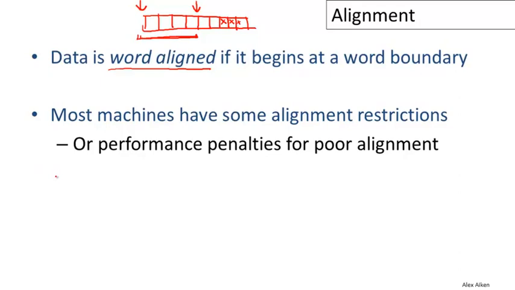Now there are other machines that will actually allow you to put the data anywhere you like, but at a significant cost. So it may be that accessing data that is aligned on word boundaries is cheaper than accessing data that's on non-word boundaries. And these performance penalties are often dramatic. It can easily be 10 times slower to access misaligned data than to access data that has the alignment favored by that particular machine.